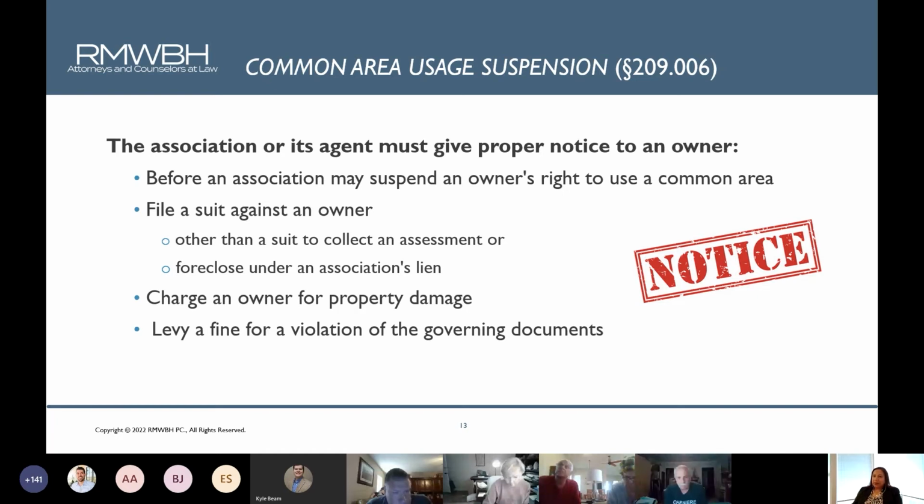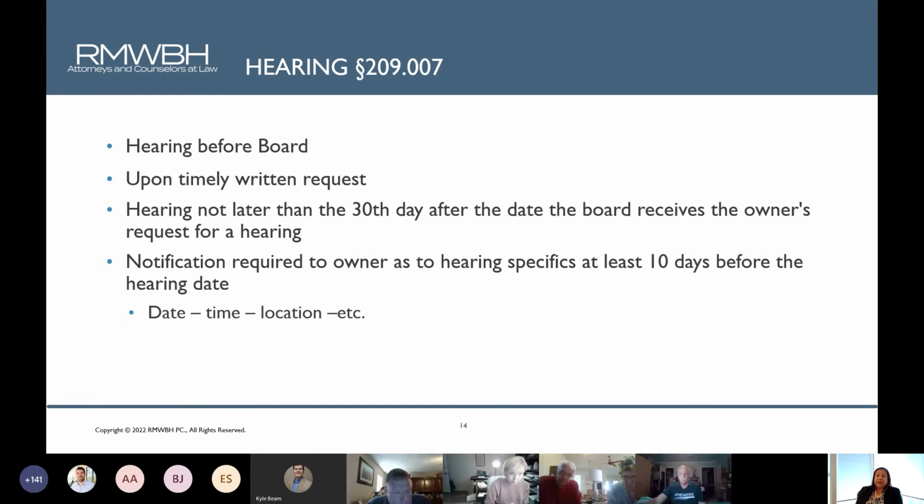So let's talk about that real quickly because I don't want to confuse everybody. But the 209 hearing notice for deed restriction compliance issues or suspension says that you have a right to request a hearing in front of the board upon timely written request. The hearing that the homeowner is entitled to should be scheduled with the board not later than the 30th day after the board receives the request from the homeowner for the hearing. And the notification that is required to the homeowner for the hearing has to at least give them 10 days notice. So it needs to contain the date, the time, and the location for the hearing.